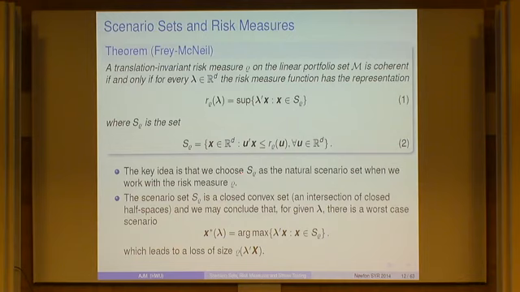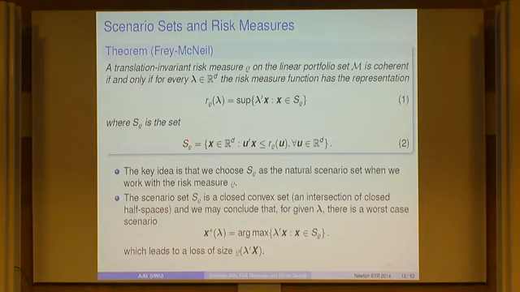People who know a lot about risk measures are looking at this and thinking, this is just an application of a deeper result, which is what you get from the general characterization of coherent risk measures if you apply it to the linear portfolio set. I'll come to that in a second.